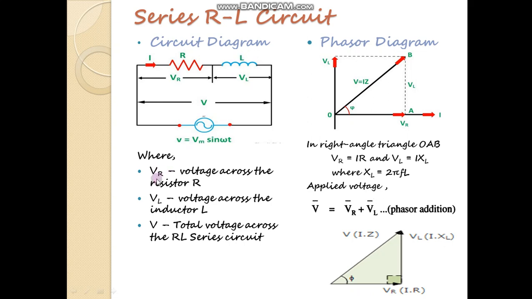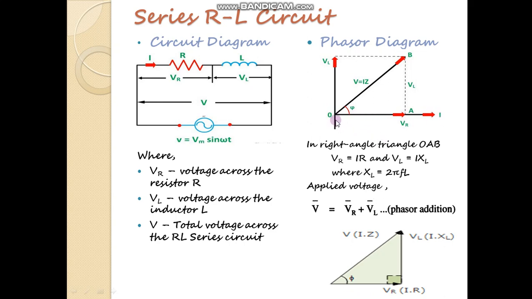So here VR is the voltage across this resistor, VL will be the voltage across the inductor, and V will be the total voltage across this RL series circuit. Fine. Now we will draw the phasor diagram. See, first of all we will take the VR, meaning the voltage across the resistor, as a reference, and the current I will be in phase with this VR.